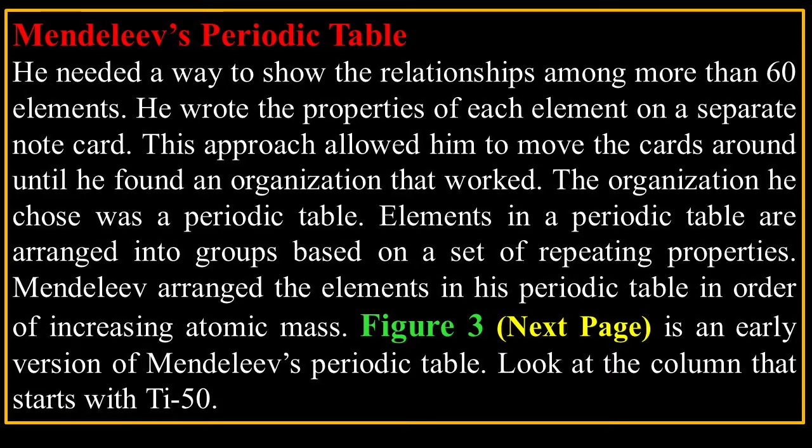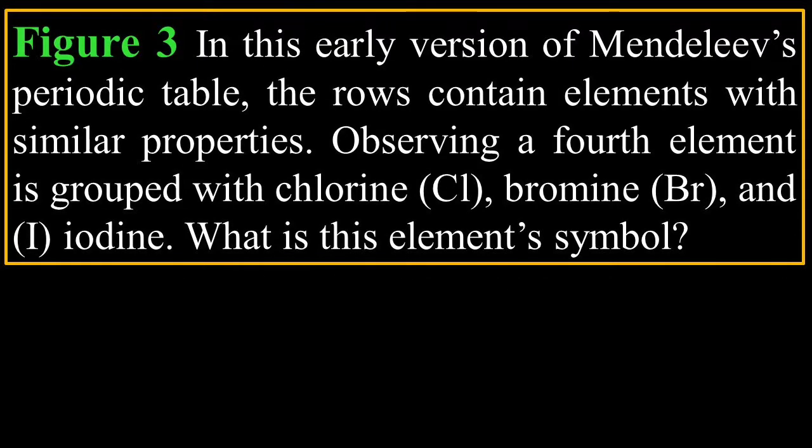Mendeleev arranged the elements in his periodic table in order of increasing atomic mass. Figure 3 on the next page is an early version of Mendeleev's periodic table. Look at the column that starts with Ti 50. In this early version, the rows contain elements with similar properties. Observing, a fourth element is grouped with chlorine, bromine, and iodine. What is this element's symbol?